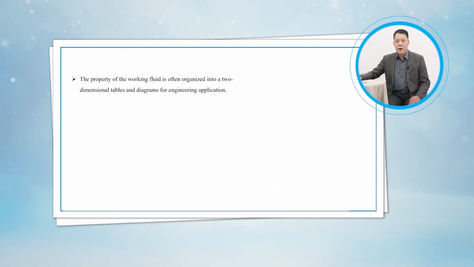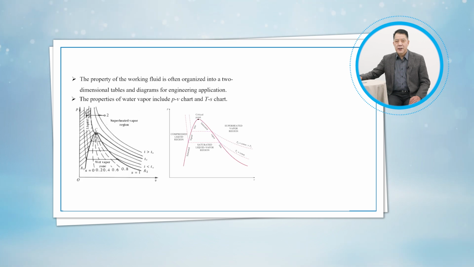The topic of this task is about the charts and tables of properties of water vapor. The property of the working fluid is often organized into two-dimensional tables and diagrams for engineering application. The properties of water vapor include PV chart and TS chart.